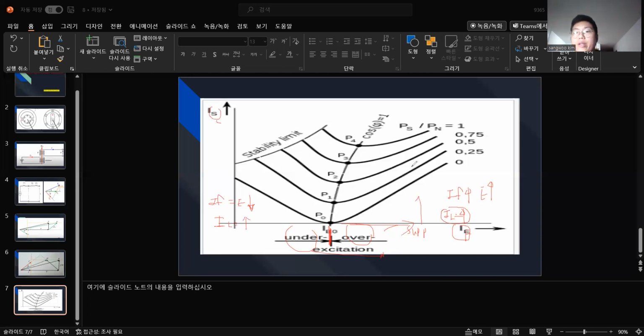This is what we learned. And this part, the stability limit because of under excitation, we will learn about later. Because of the under excitation situation, at the end of the link part, saturation happens. So we will learn later, okay? Don't worry about it. Today's lecture is done. Thanks, guys.